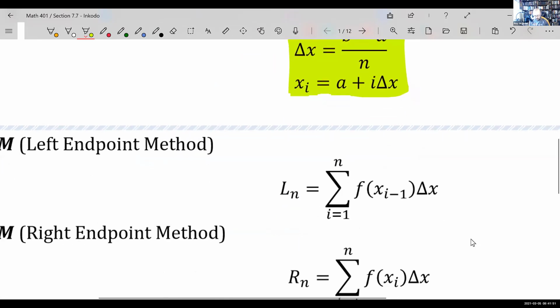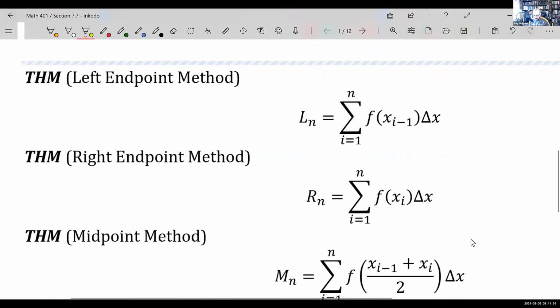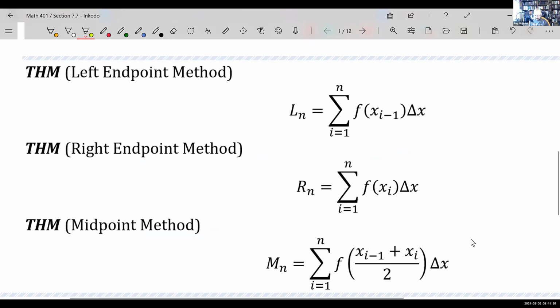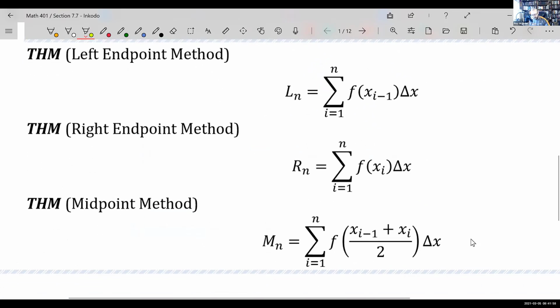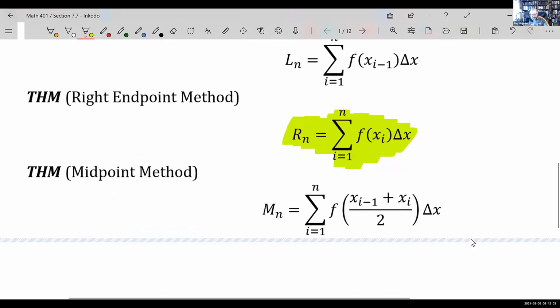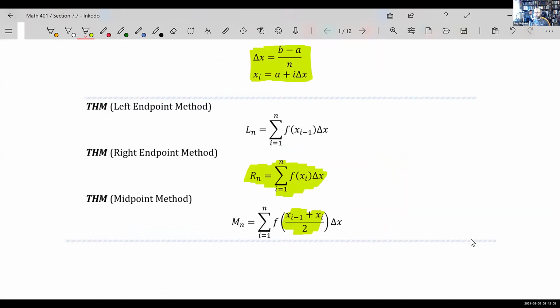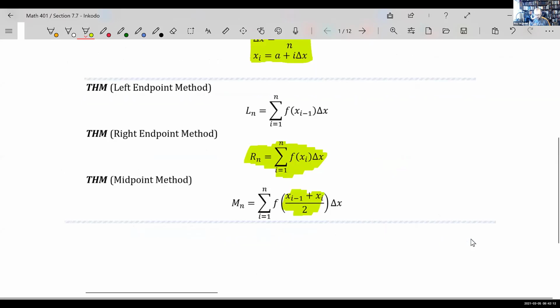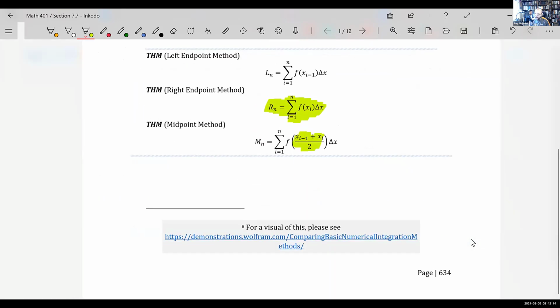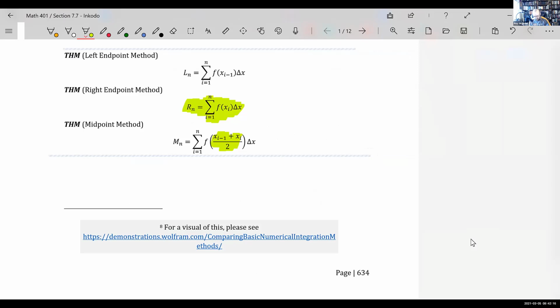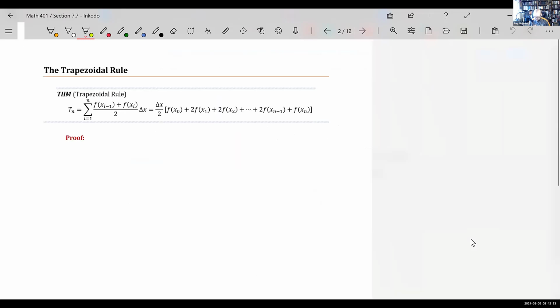And as a reminder, the left endpoint method is the top one there. The right endpoint method is this guy right here. And the midpoint method uses the average x value and plugs that into your function. So those are reminders of our previous methods. And by the way, this link down here goes right to the animation I was just showing. So, forwarding a page.